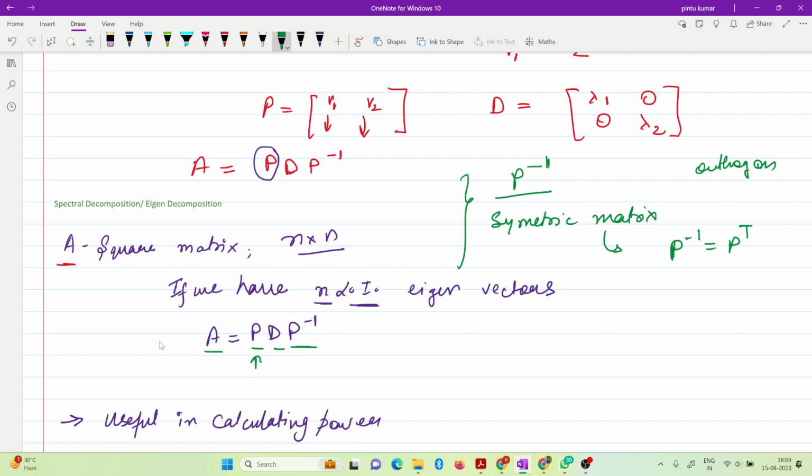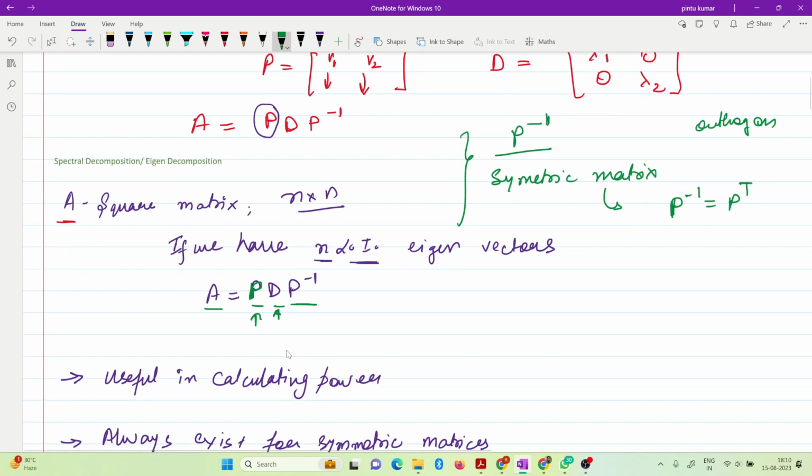I hope so. Okay. So I just told you how you can find the matrix P. Matrix P is nothing but you just stack your eigenvectors in the form of columns. And your matrix D is a diagonal matrix with diagonal elements as your eigenvalues.